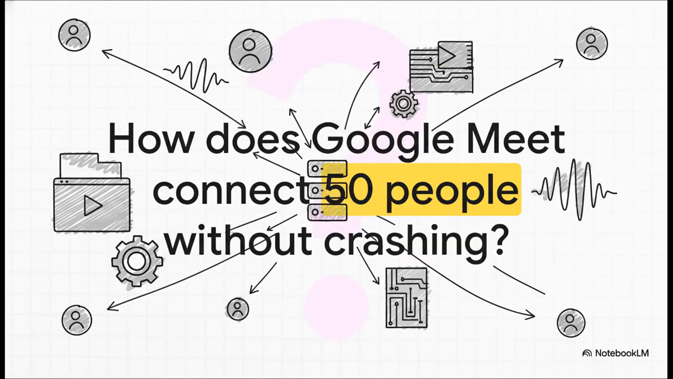So it really all boils down to this one big question. How in the world can an app connect 50, even 100 people at once without the whole thing just crashing and burning? It feels like magic, but it's not. It's just some really, really clever engineering. And we're going to solve that mystery together.